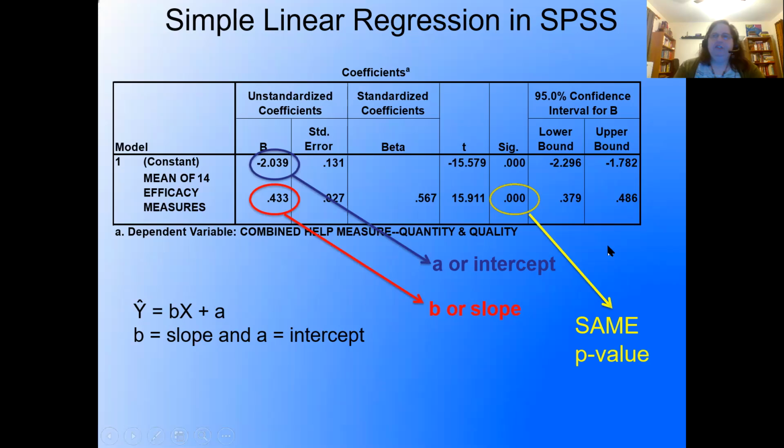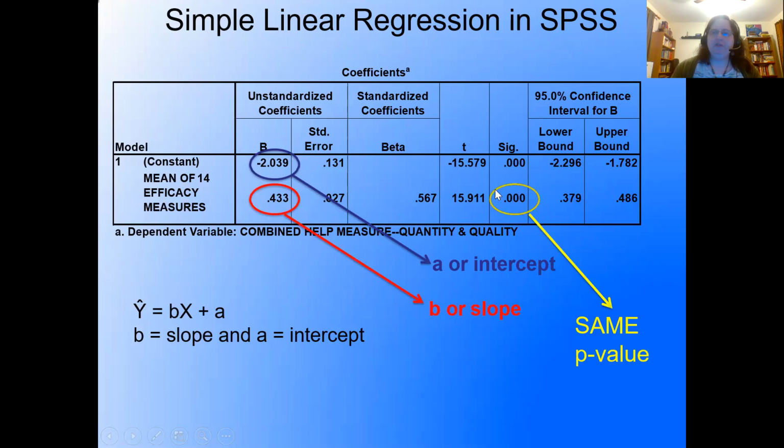Here's what we get next. Now, this is the way that SPSS gives us the information for our regression equation. So let's tear it apart. In this first column, we've got A for intercept, B for slope. So you can think it's alphabetical, right? A, B.